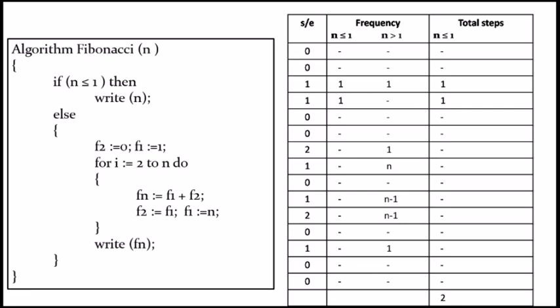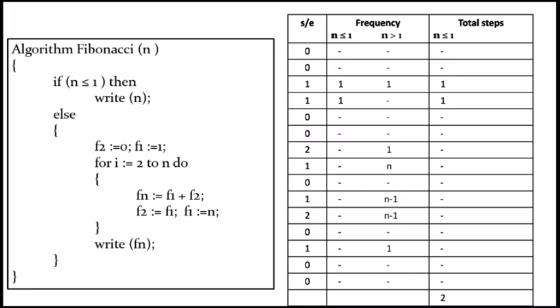Next, the opening floor bracket is considered as 0 frequency. Next, because the condition was false, we are executing the else part. So in the else part, the first line is f2 equal to 0 and f1 equal to 1. So this entire line we are executing only one time, even though there are two statements, the entire line is executed one time. So frequency will be 1.